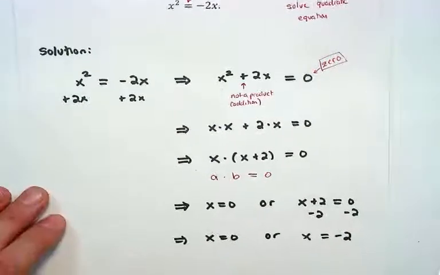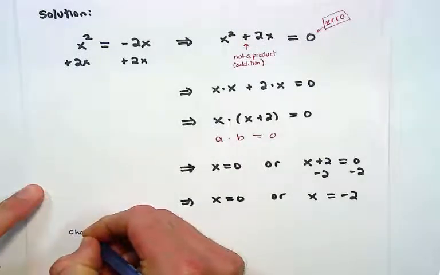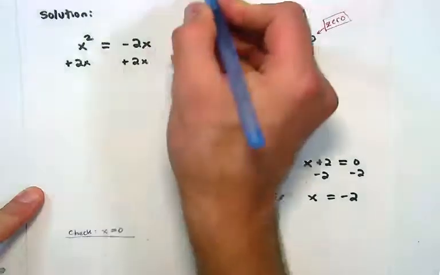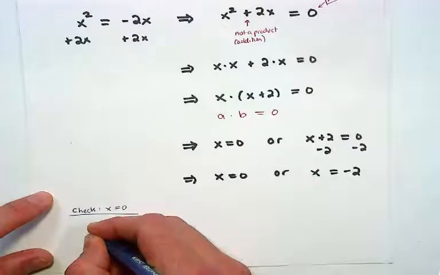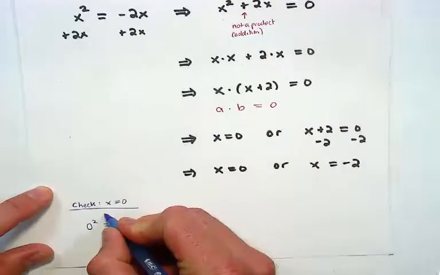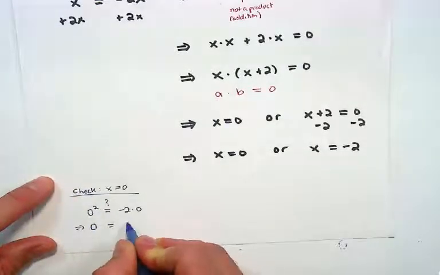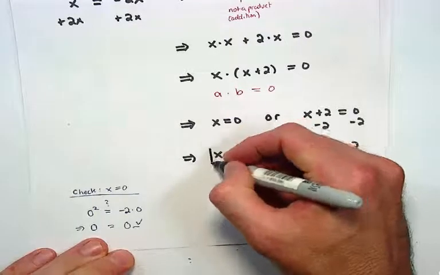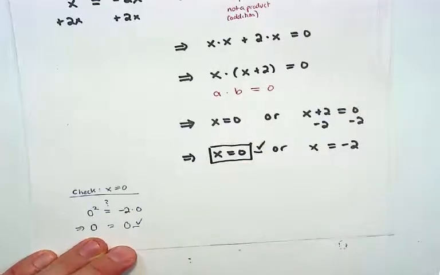We have not finished this problem yet because we haven't checked our work. In order to check, we substitute the proposed value of our solution back into the original equation. In this case, we see that everywhere we see an x, we're going to substitute 0. We're not sure whether or not this is true. 0 squared is 0. Negative 2 times 0 is 0. Indeed, x equals 0 creates a true statement. This is a solution.